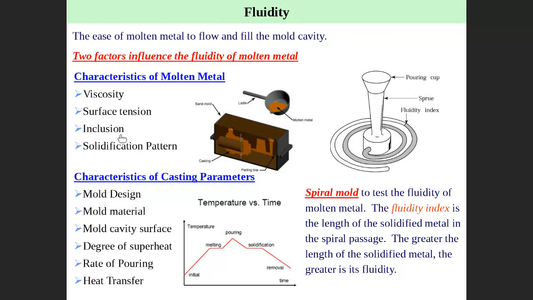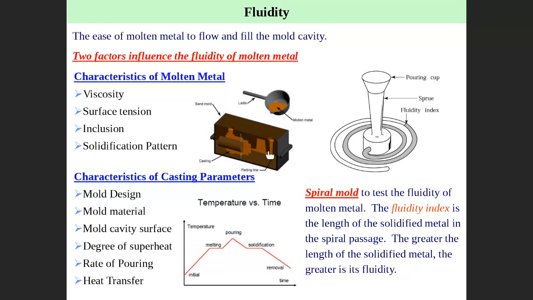Solidification pattern, what does that mean? It means whether you are melting a pure material or melting an alloy. A pure material has a certain pattern. If you melt an alloy, it has a different pattern. Definitely, having a constant temperature for melting or solidification is better than having a range of solidification. This also affects fluidity.